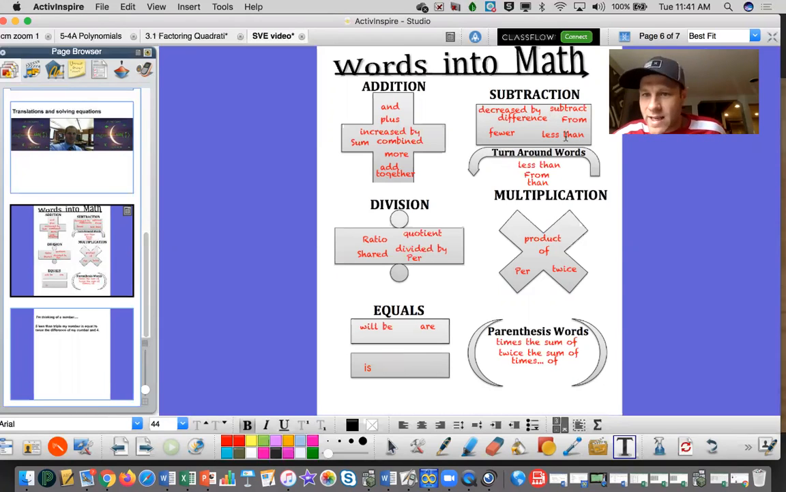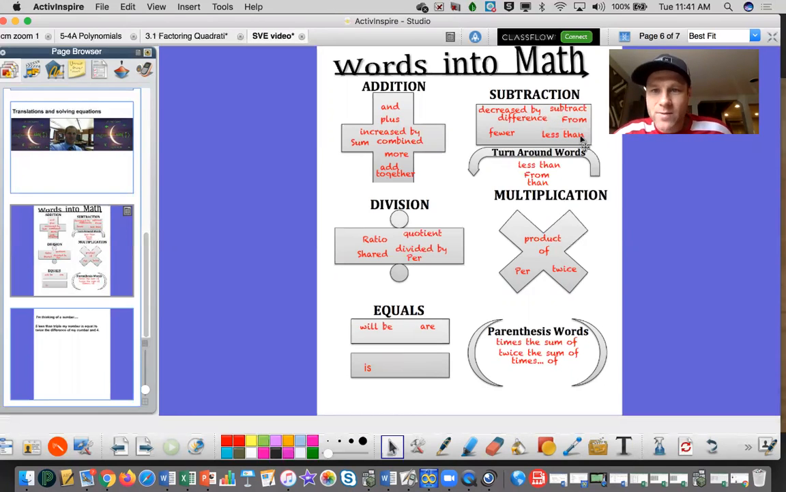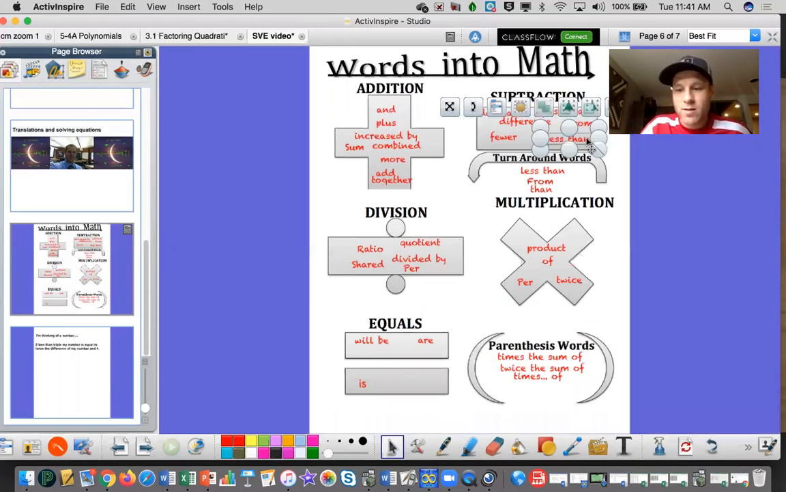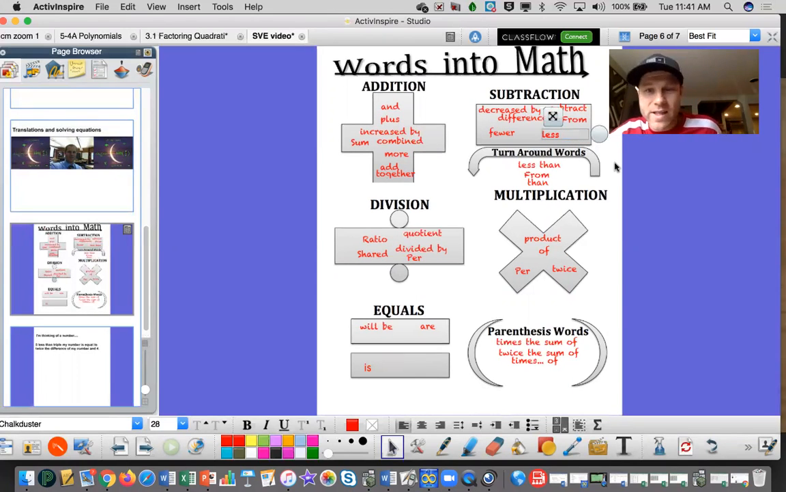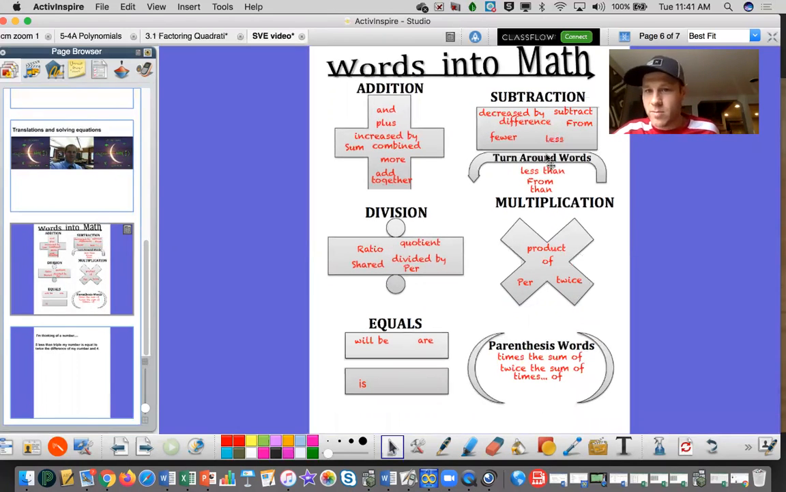Yes, this less than is in the subtraction, but it's also down here. So it is a turnaround word. Don't get that confused. If I just say, maybe I take that out and just use the word less. If I don't say than, it is just simply subtraction. But anytime you see than and from, it's going to be a turnaround word.